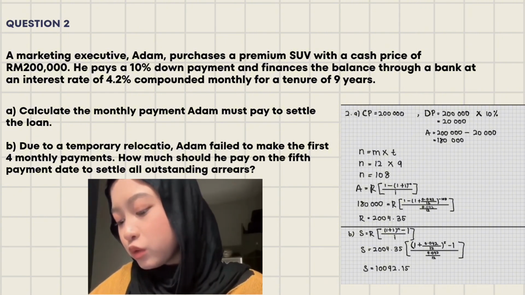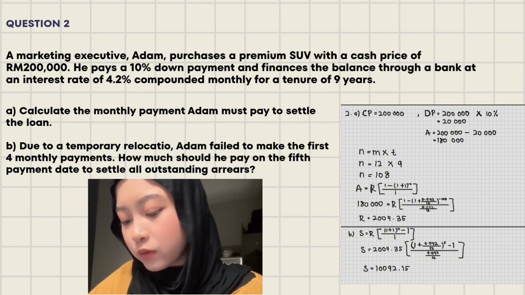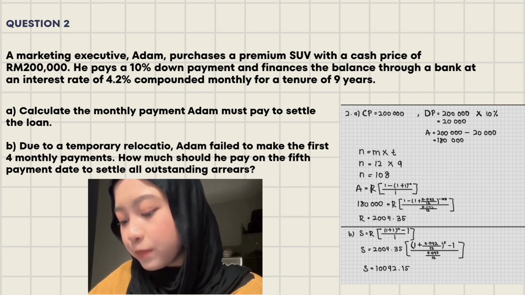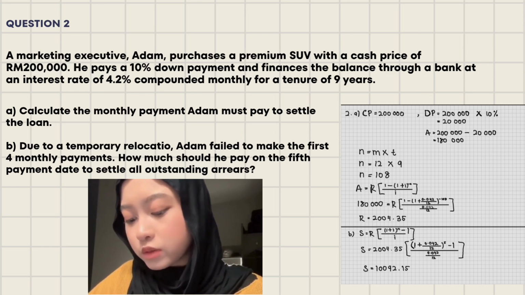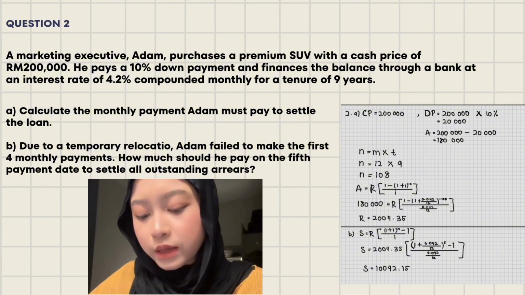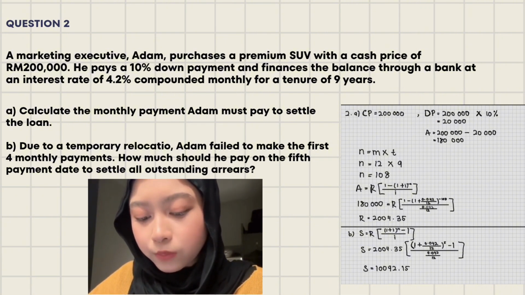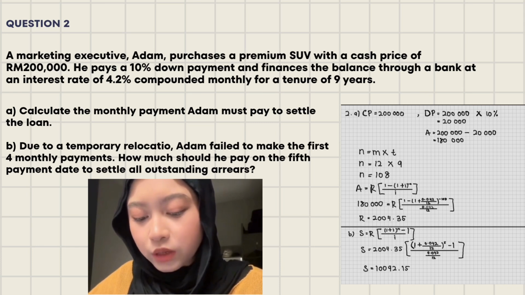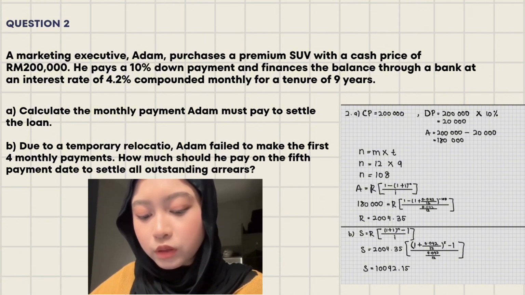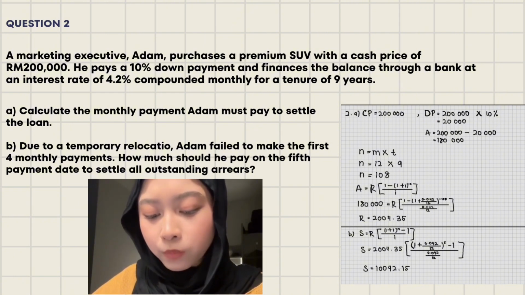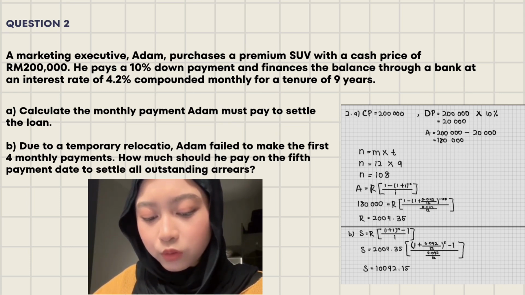For question B, due to a temporary relocation, Adam failed to make the first 4 monthly payments. How much should he pay on the 5th payment date to settle all outstanding arrears? So we will use the formula S equals R open bracket 1 plus I close bracket to the power of N minus 1 over I close bracket. So R is 2,004.35. So S equals 2,004.35 open bracket 1 plus 0.042 over 12 close bracket to the power of 5 minus 1 over 0.042 over 12 close bracket.